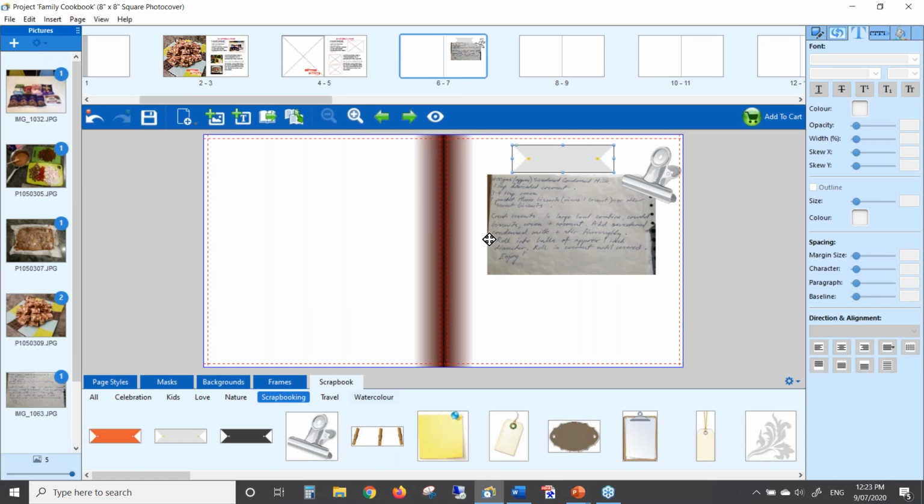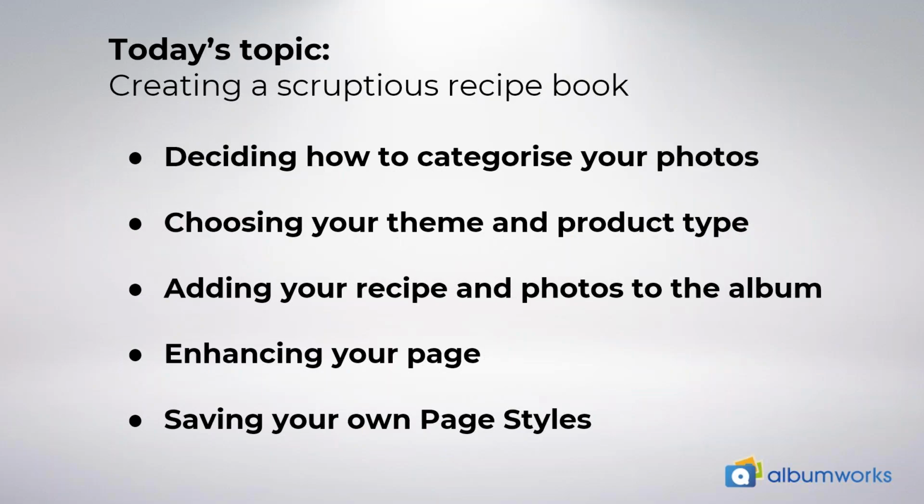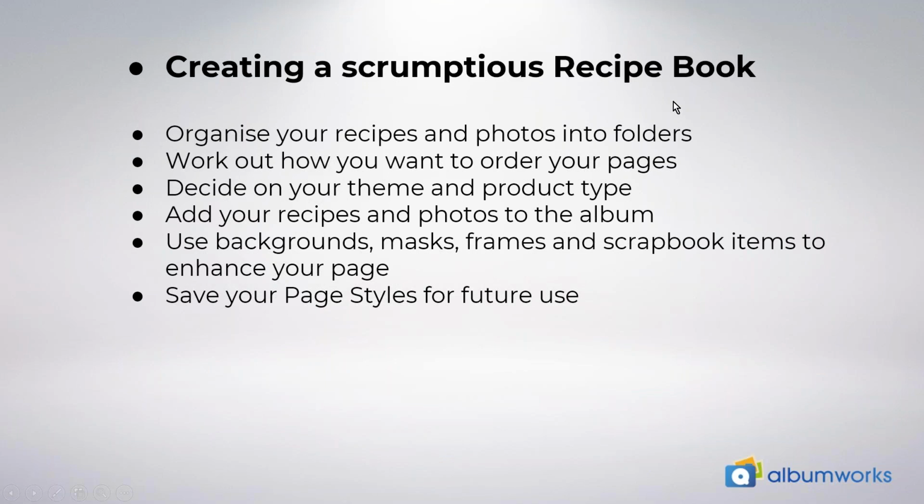So hopefully that gives you a really good idea of how to create your own cookbook. If you do have any questions, please send those through now and I'll have a look at them in a minute. I'll just do a quick recap of what we've talked about. So creating your scrumptious recipe book, of course, the scrumptiousness does depend on you and your recipes, but hopefully you've all got some really great ones that you can use.